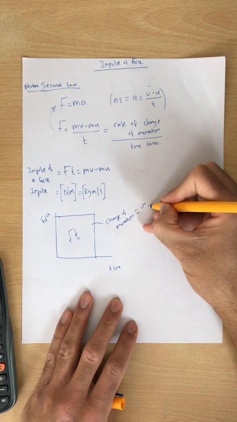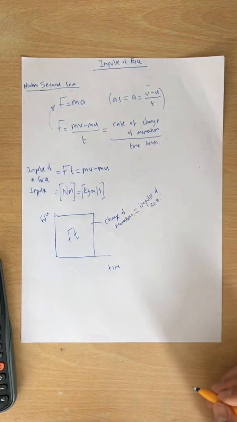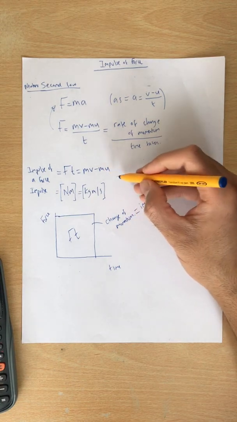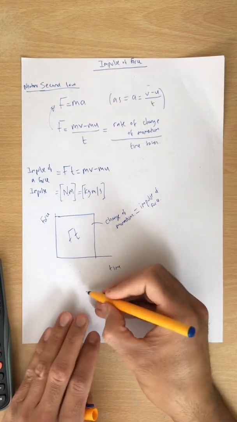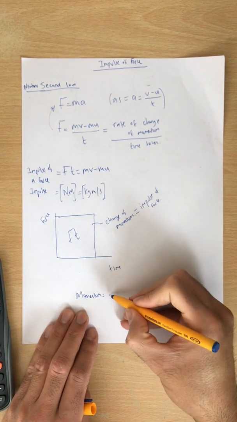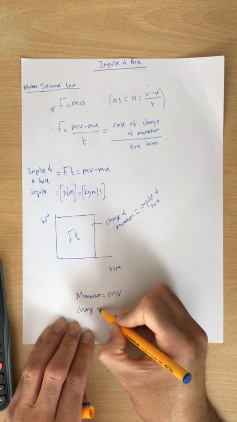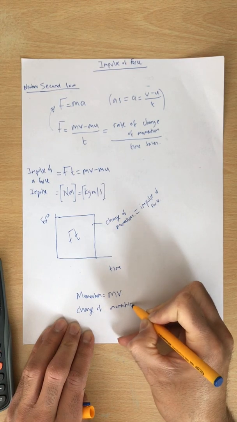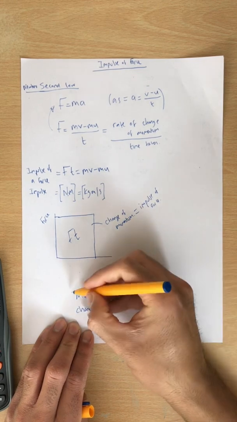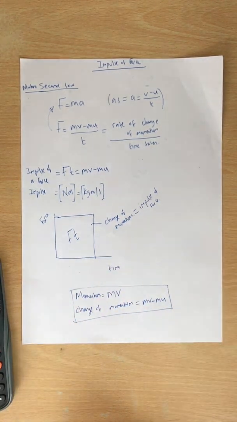So the change of momentum, mv minus mu, is equal to the impulse of the force. Momentum itself, as we know, is given by the equation mv, and the change of momentum, when you're going from one type of momentum to another, is given by mv minus mu. So do be wary of that, and that there is also the impulse of the force.